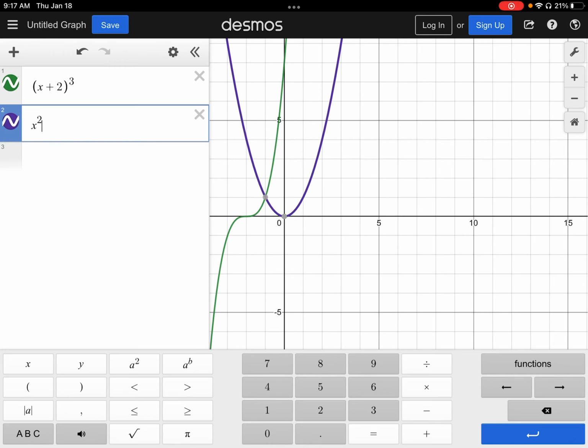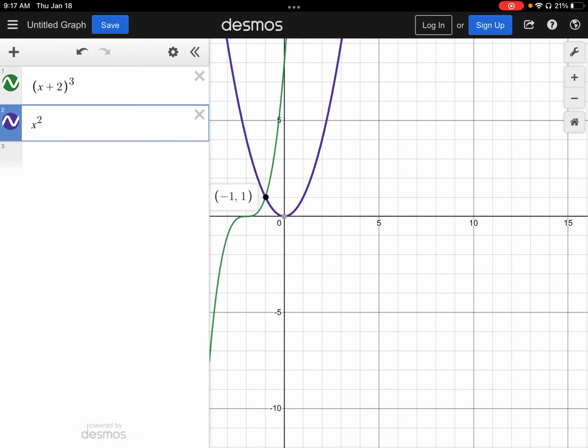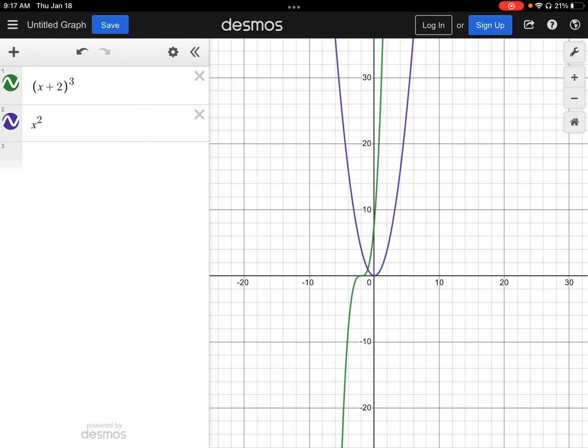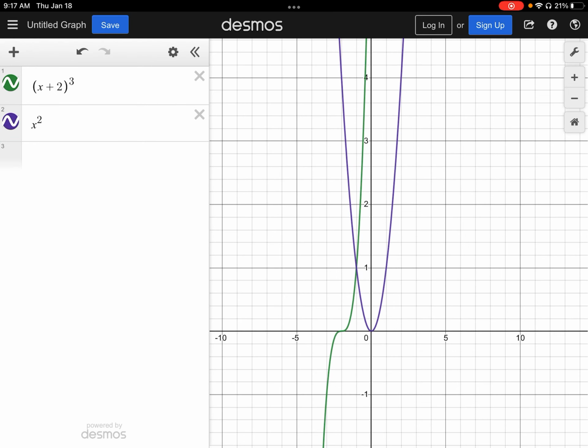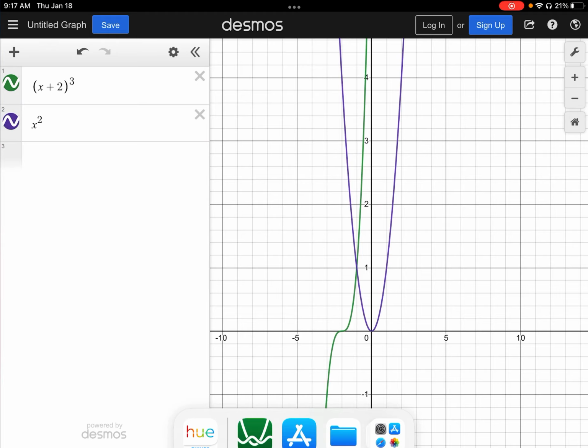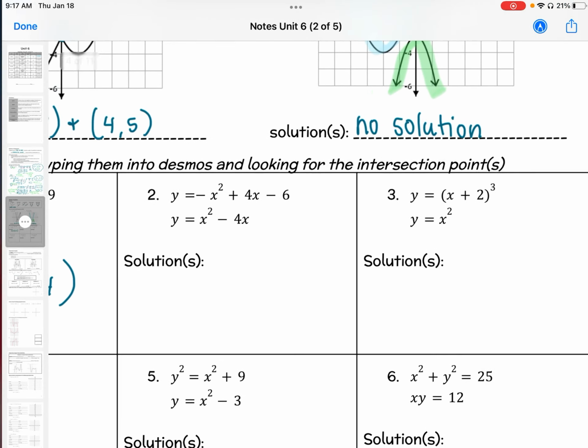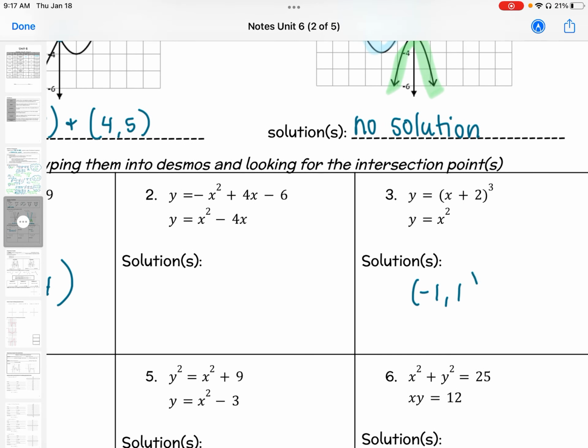So what we're going to do is just look where they cross. So green and purple cross in one spot. You can zoom out and see that it's only one spot. And it happens at (-1, 1).